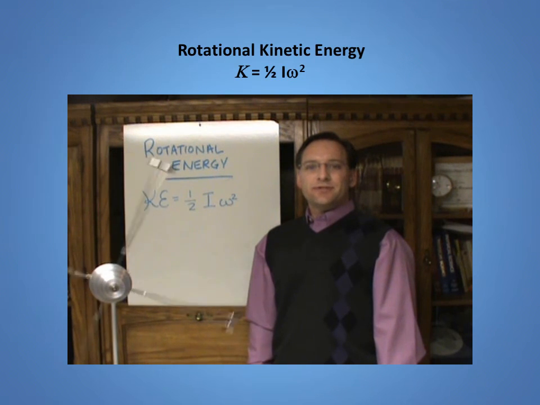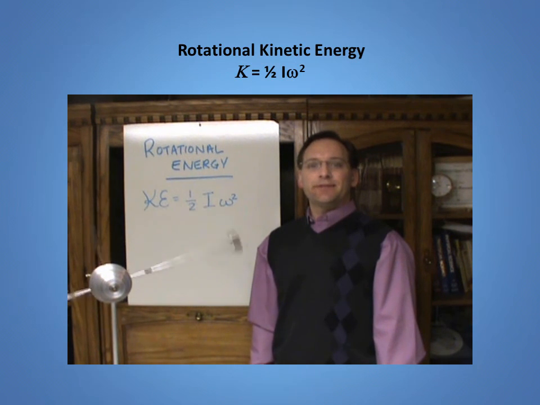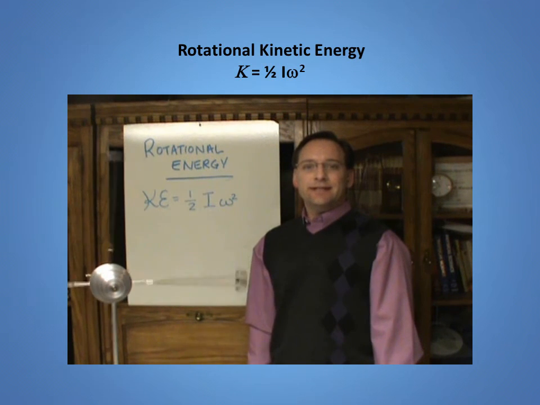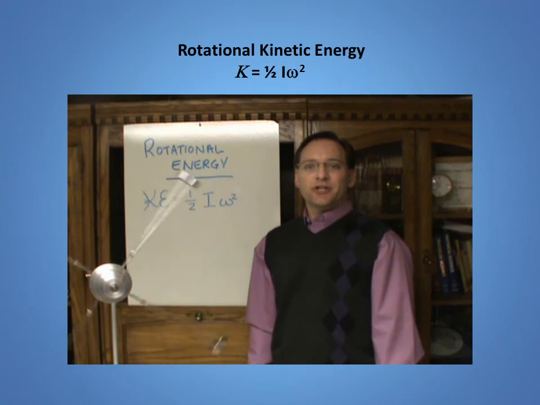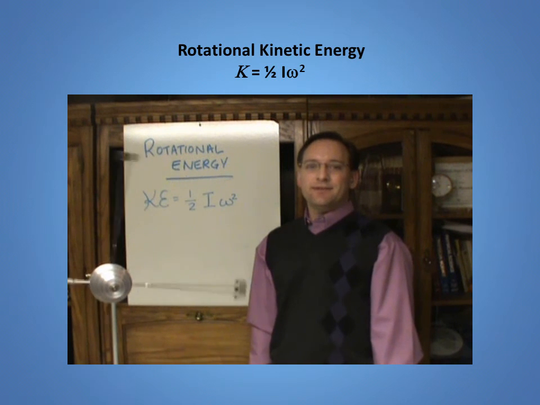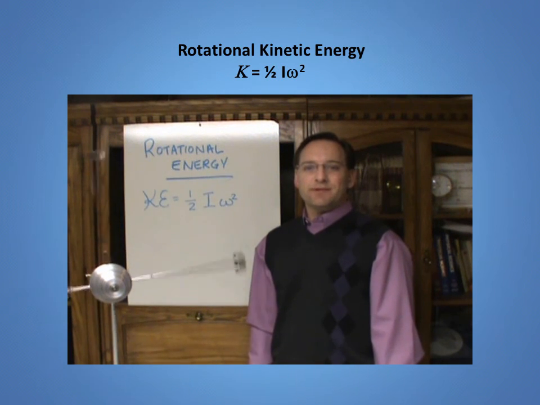Just like the translational counterpart of kinetic energy, which is 1/2 mv squared, the rotational kinetic energy depends on the rotational equivalent of mass and the square of the velocity, namely the moment of inertia and the square of the angular velocity. Since objects can possess motion by rotating about an axis without translating through space, we need to be able to describe this energy of motion.